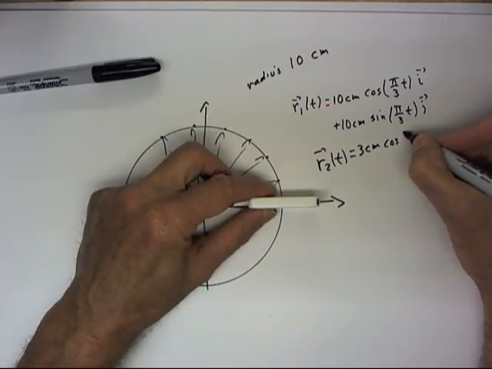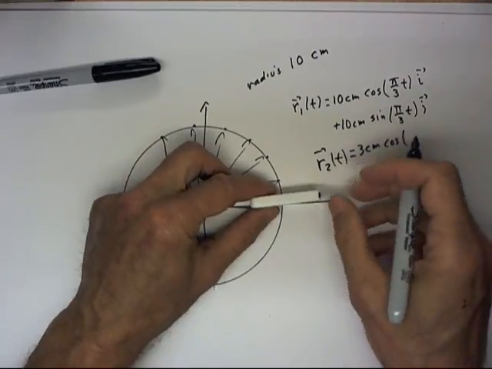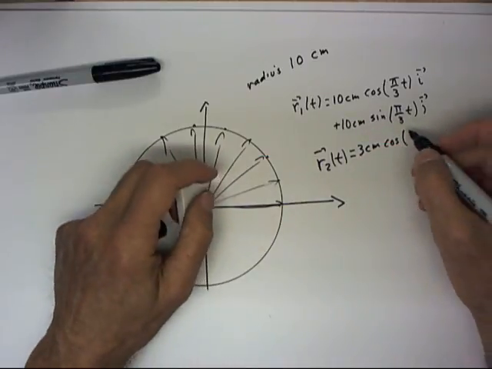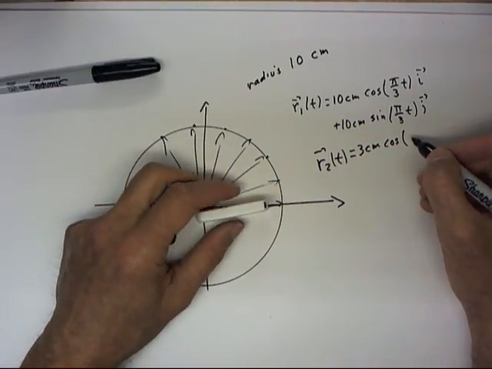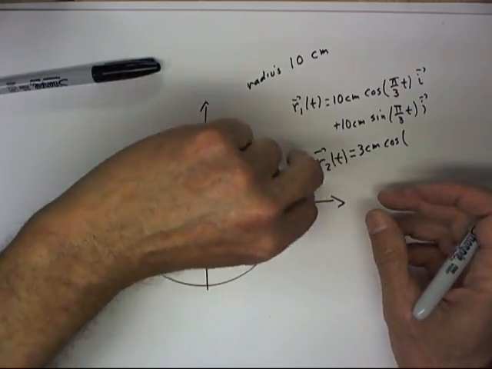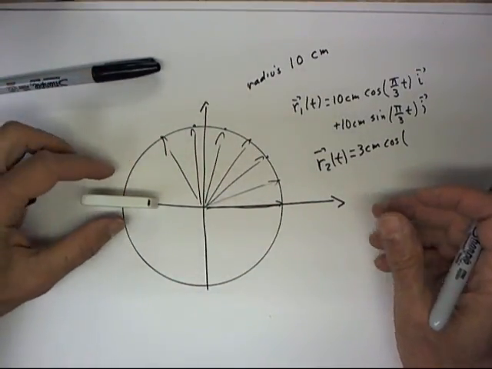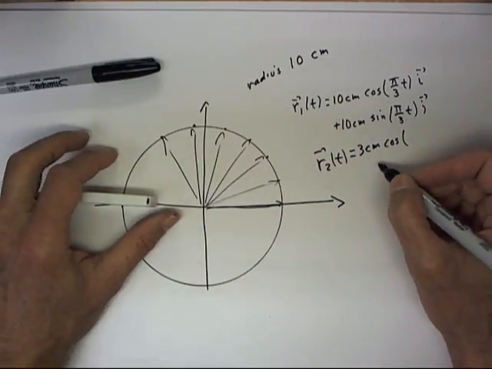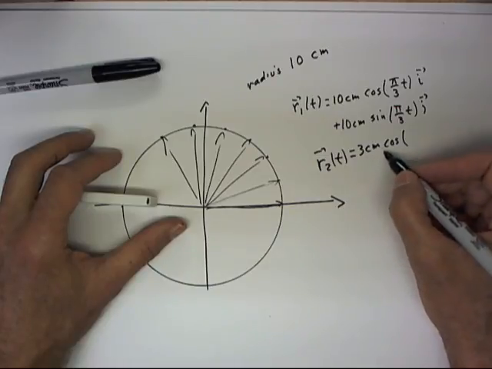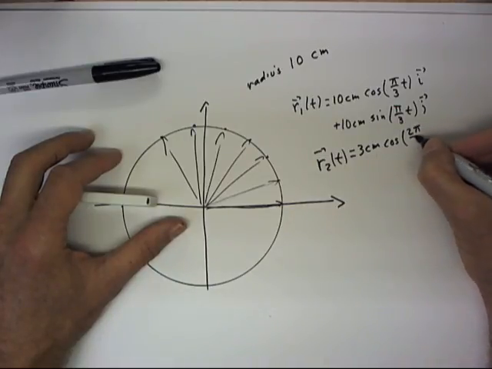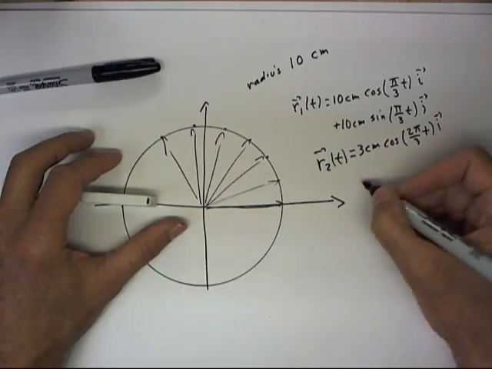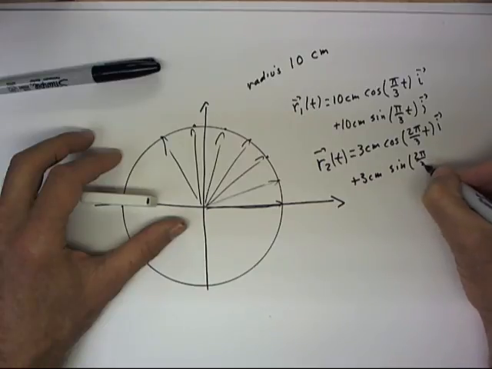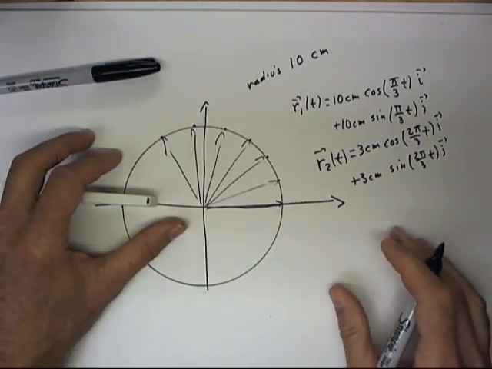times the cosine of, let's say this thing is rotating twice as fast as it's moving around the circle, completing a rotation in 3 seconds rather than 6, so that this thing will complete a rotation and be back to its original orientation by the time it reaches the opposite side of the circle. Then r2 of t could be 3 centimeters times the cosine of 2 pi over 3t times i plus 3 centimeters times the sine of 2 pi over 3t times j.